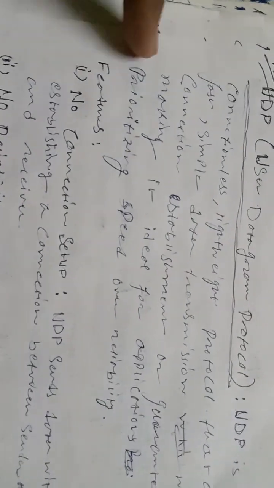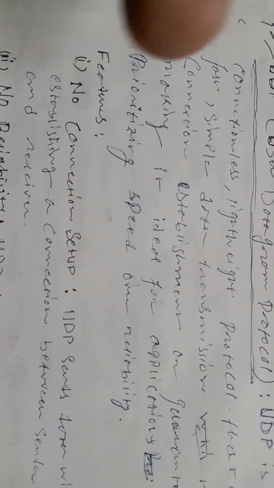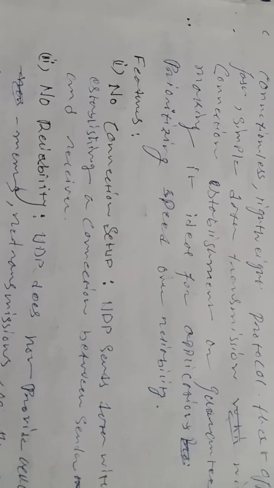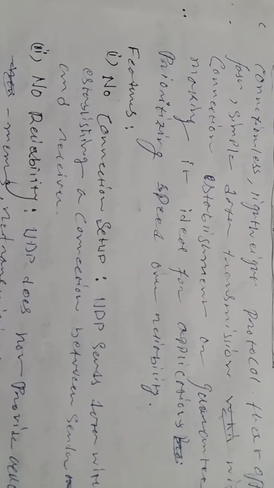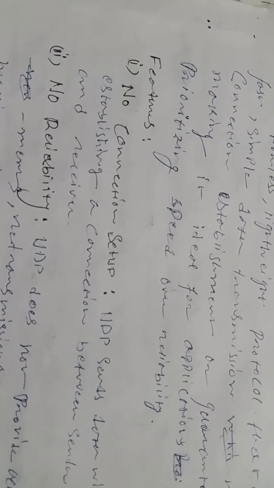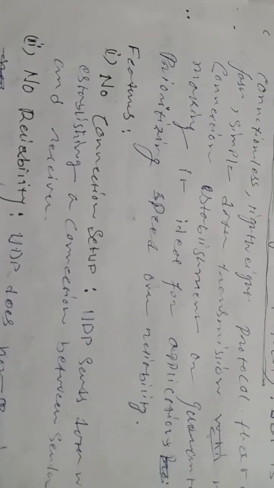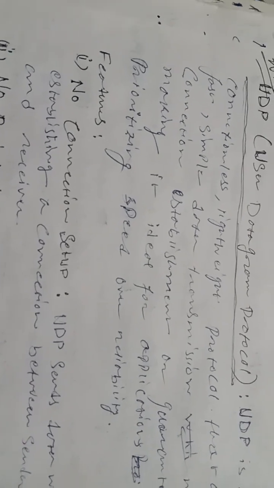So we just discussed what UDP, or User Datagram Protocol, is. Let's see the features of UDP. The first feature is no connection setup. UDP sends the data without establishing a connection between the sender and the receiver. The second one is no reliability. UDP doesn't provide acknowledgement, retransmissions, or flow control, making it less reliable.